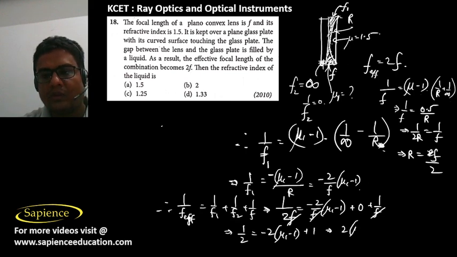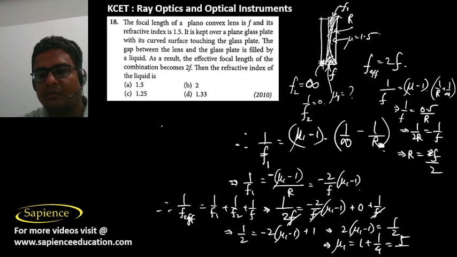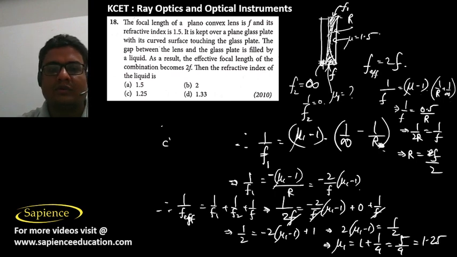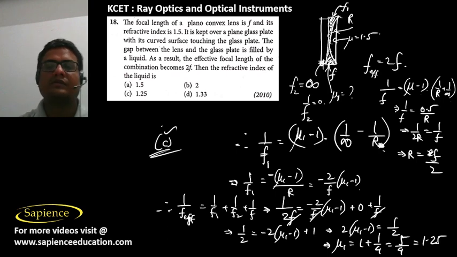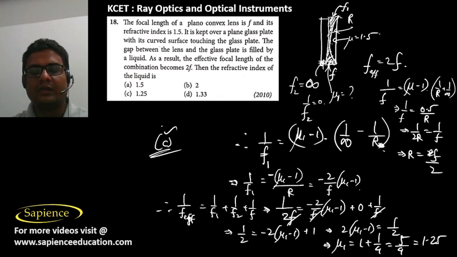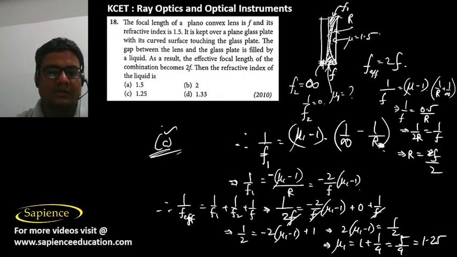So I can write 2 into mu1 minus 1 is equal to 1 minus half, that is 1 by 2. So mu1 will be equal to 1 plus 1 by 4, which is equal to 5 by 4. So 5 by 4 is 1.25. So option C is the correct answer. It means the refractive index of the liquid is 1.25.